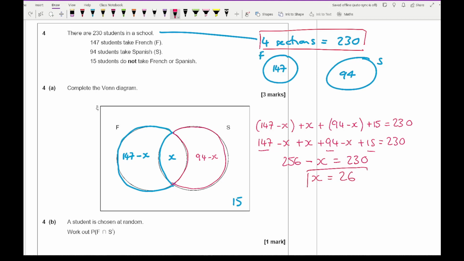So once I know that X equals 26, I can replace this X with 26. I can then replace that blue bit with 26 and this with 26. So I can then work out what the individual parts are going to be. That one's going to be 147 minus 26, which is 121, and 94 minus 26 is 68. So as you can see, I've now completed my Venn diagram. I personally would not rub out any of my working. I'm just doing that so that we're not getting confused.